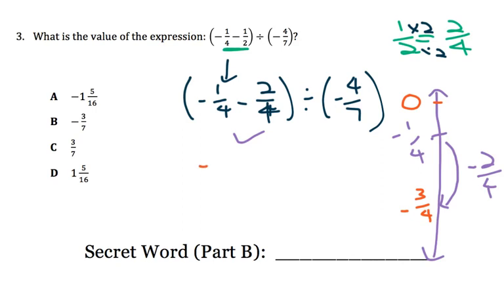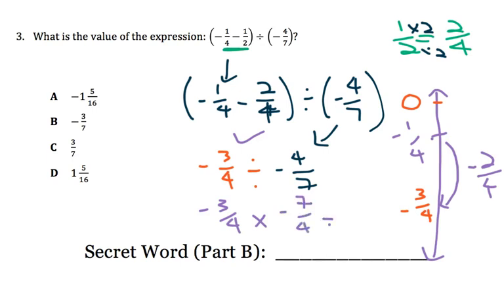So now our problem becomes this, -3/4 divided by, and I just bring this down, -4/7. Now I'm going to do keep, change, flip, so -3/4 times -7/4, and I can multiply across. 3 times 7 is 21. 4 times 4 is 16. All right, so I'm going to make some space. I got my answer now.